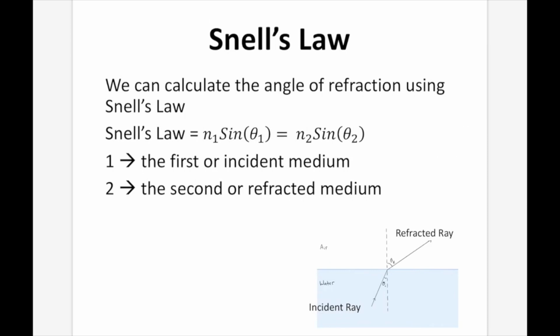Snell's law. We can calculate the angle of refraction using Snell's law. Snell's law is n1 sine theta 1 equals n2 sine theta 2. Number 1 is going to represent the incident or first medium, and number 2 is going to represent the refracted or second medium. So this is going to be n equals 2 over here, and this one's going to be n equals 1 over here.